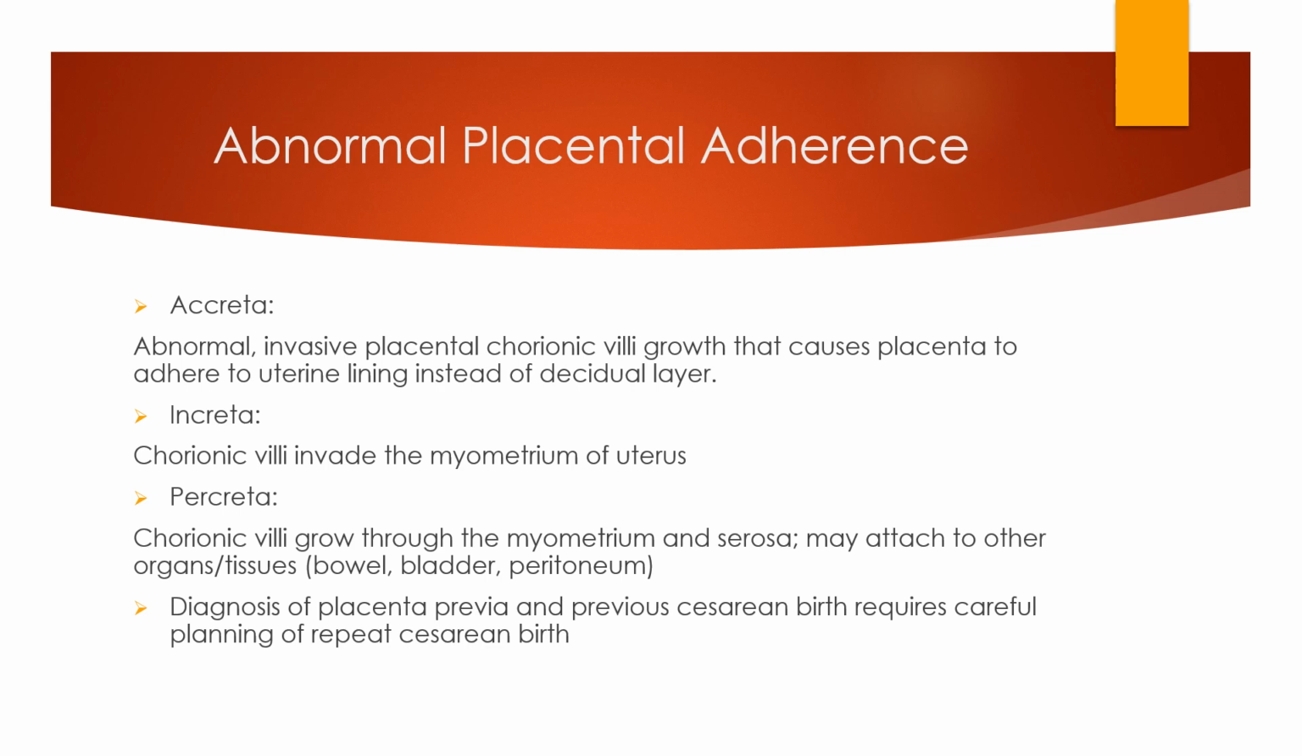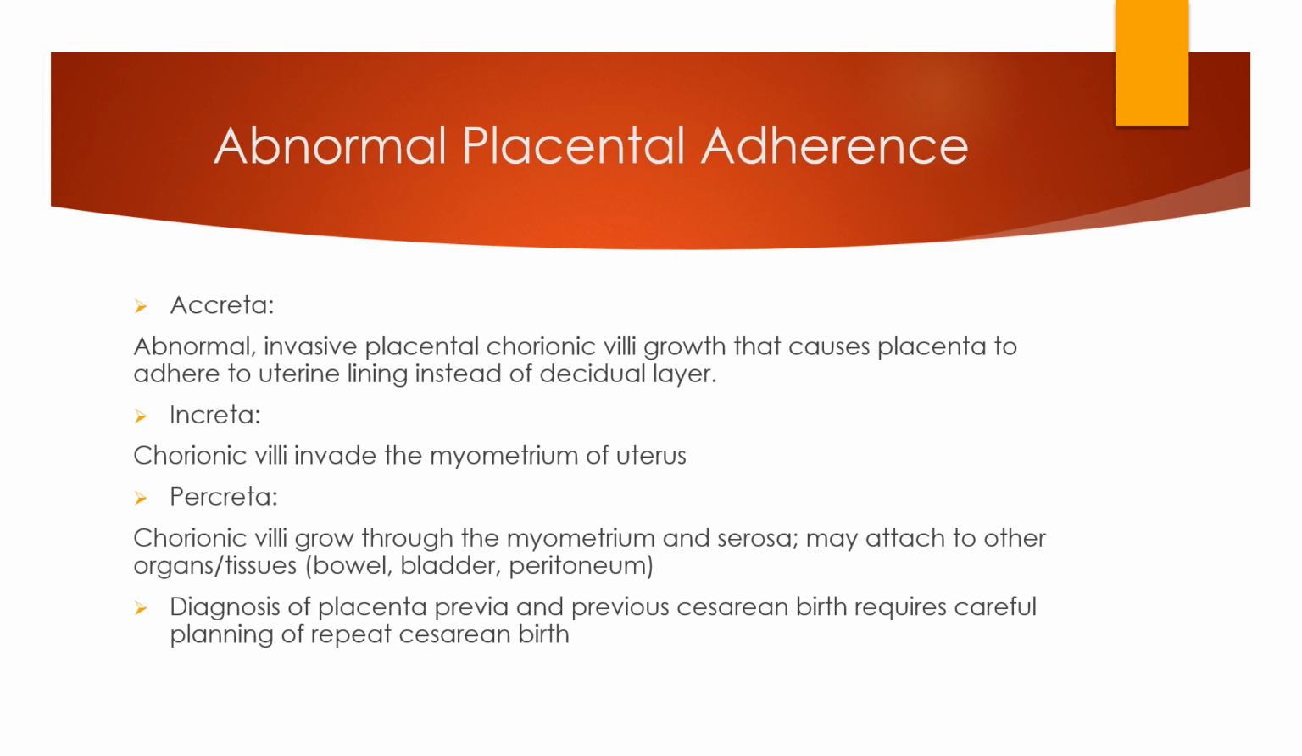An increta is chorionic villi involving the myometrium of the uterus. So again, this is the middle layer, the muscular layer of the uterus. So it has a greater degree of invasion. It goes deeper. And then the severity really depends on how much of the placenta is adhering. Is it just a piece of placenta or the whole entire placenta? If it's just a piece of placenta, we refer to that as a focal increta or accreta.